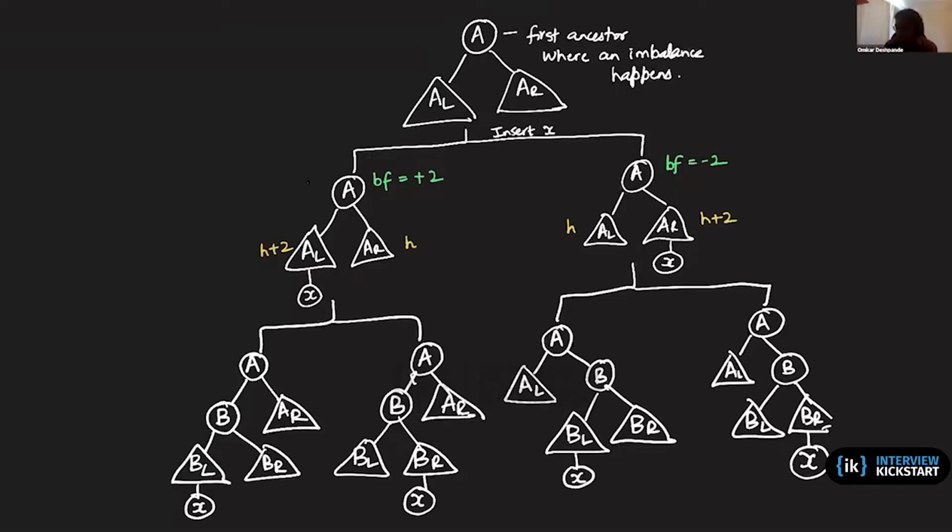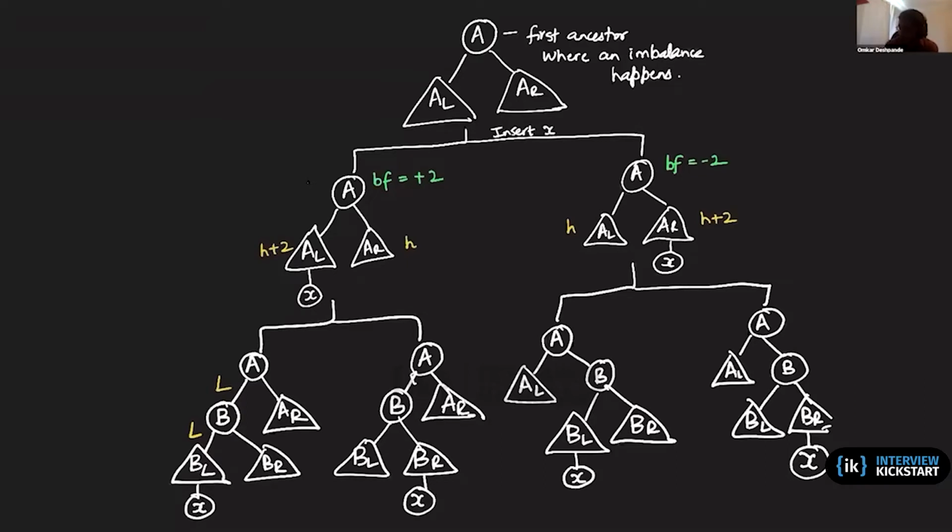So let's start with the leftmost case here, which, as you notice, is an LL case, because starting from that ancestor A, we have to go down left 2 times to enter the subtree where X was added. Now, what do we do? What do we do to restore the balance?